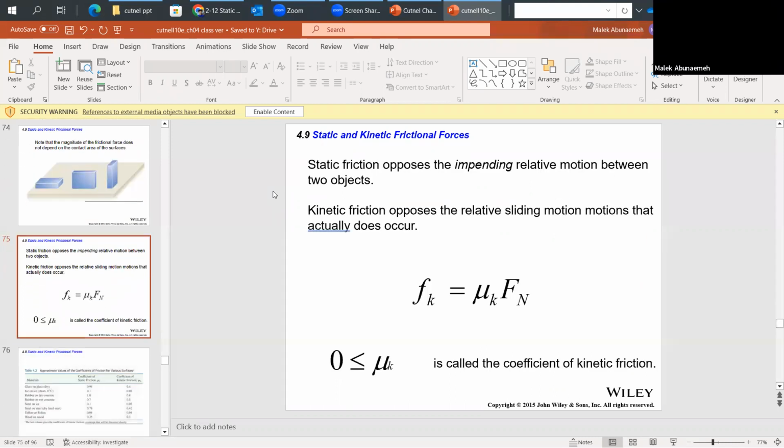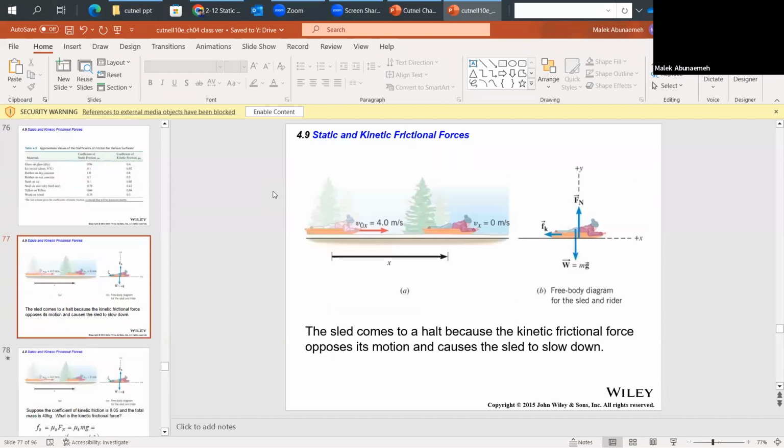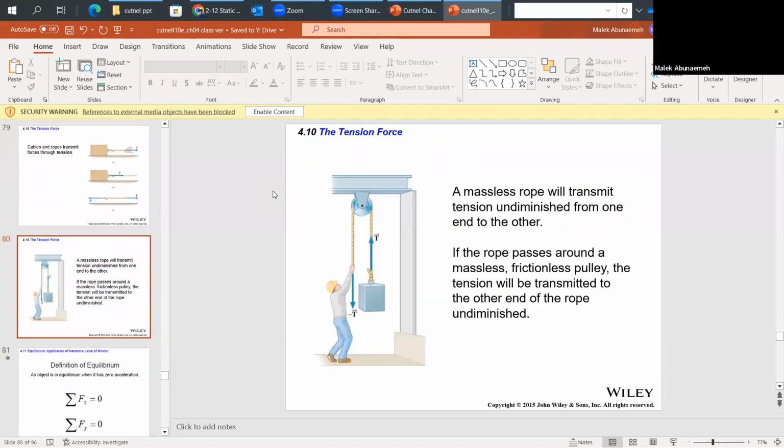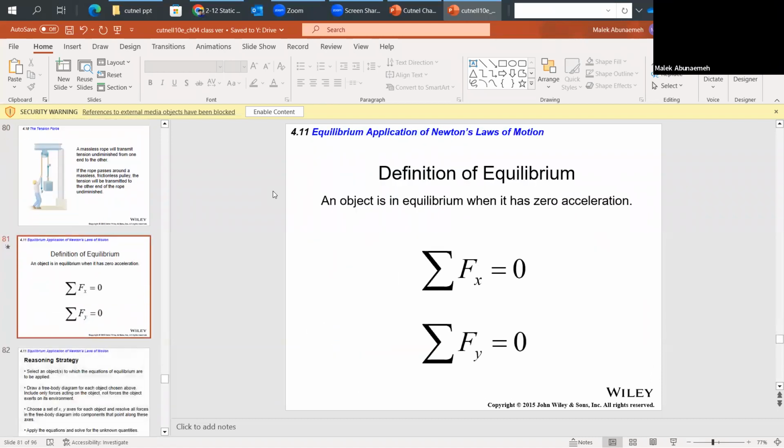Friction chapter. We're going to go into this in detail later on in the semester. Now, going back to our forces, your definition of equilibrium. An object in equilibrium, like we said, has 0 acceleration. That means your forces in the x direction are going to equal 0, and your forces in the y direction are going to equal 0.